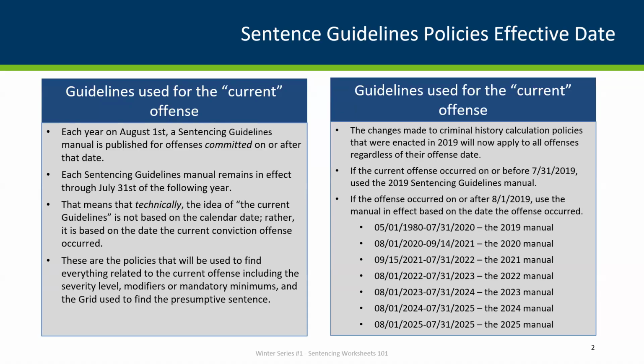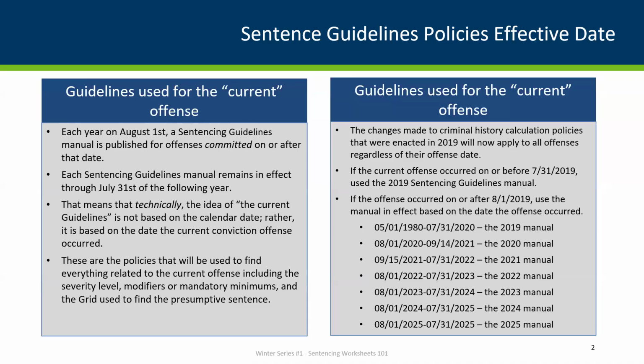So we are not really requiring that you use two manuals. Here's what we're saying. If you have an offense that occurred on or before July 31st of 2020, all the way back to May of 1980, use the 2019 manual. We did not go in and redo all of the manuals to make the policy changes in each one of those 40 years before we had these changes. So up until July 31st of 2020, you can use the 2019 manual. And from there, you can just pick it up and use the manual in effect. So if your offense date was on August 15th of 2020, you could use the 2020 manual. So there's no reason after 2019 to worry about which book you're using.